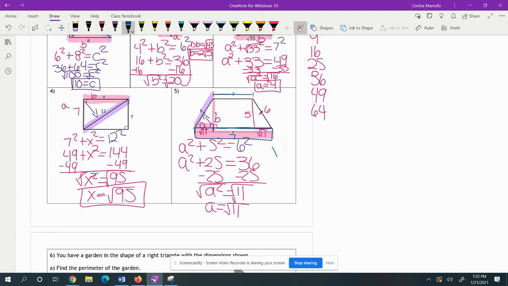So to find x, it is equal to the square root of 11 plus 7 plus the square root of 11. So we see the square root of 11 appear twice. That means we have 2 square roots of 11 plus 7. And that's it. That's your answer for x, leaving it in simplest radical form.